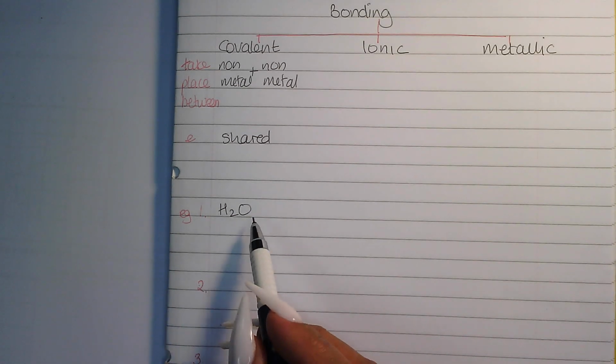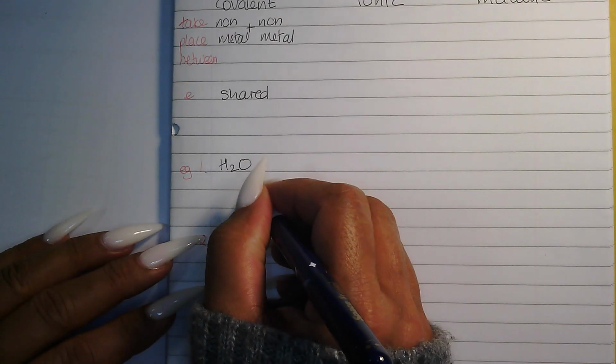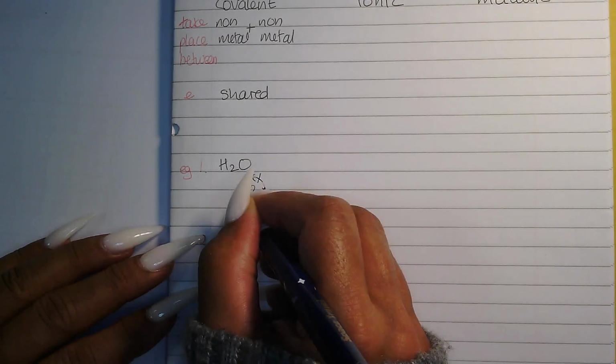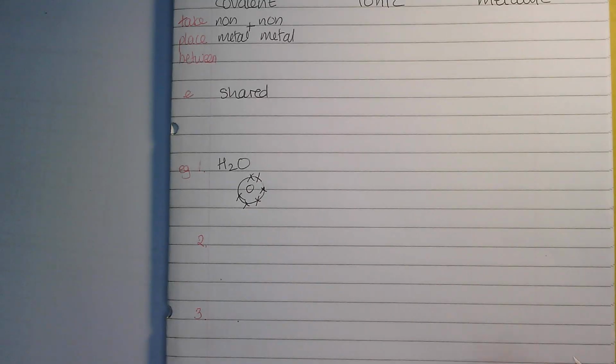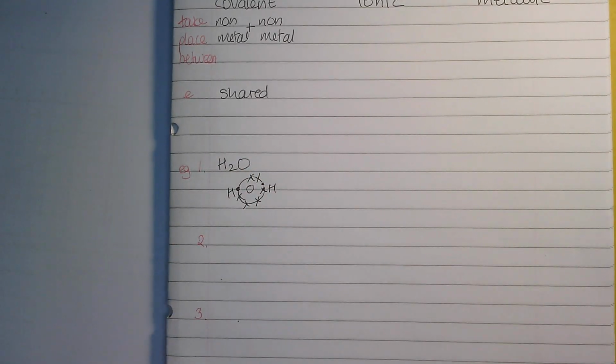Hydrogen is a non-metal, oxygen is a non-metal. Oxygen is in group 6. It has 6 electrons in its outermost shell. Hydrogen's in group 1 and there's 2 hydrogens. Hydrogen will share 1 electron each with oxygen.